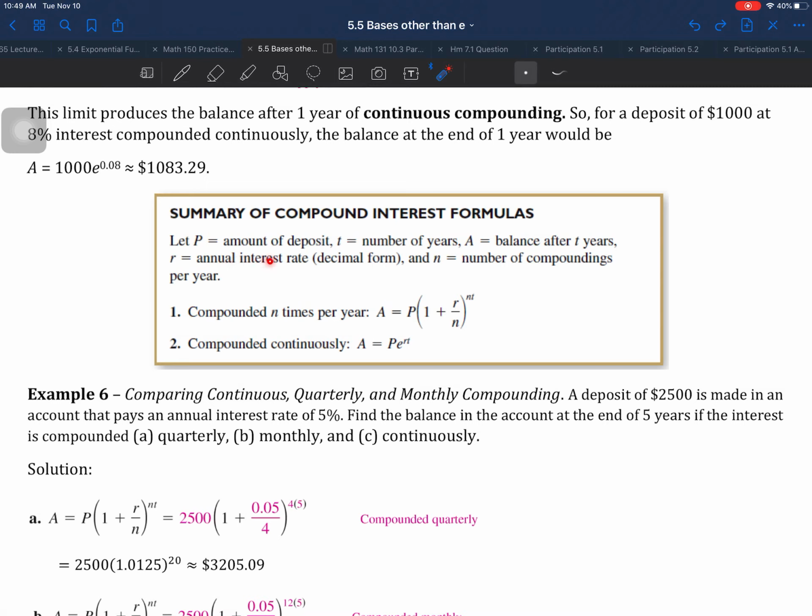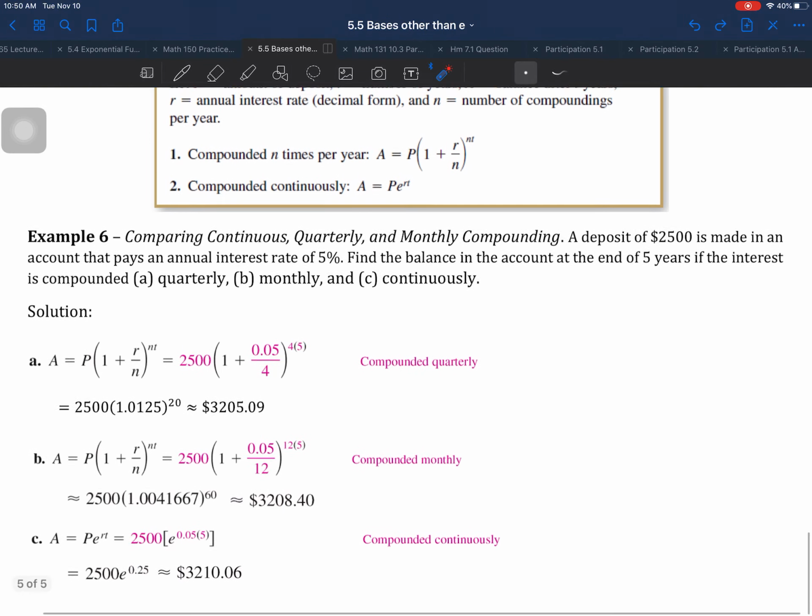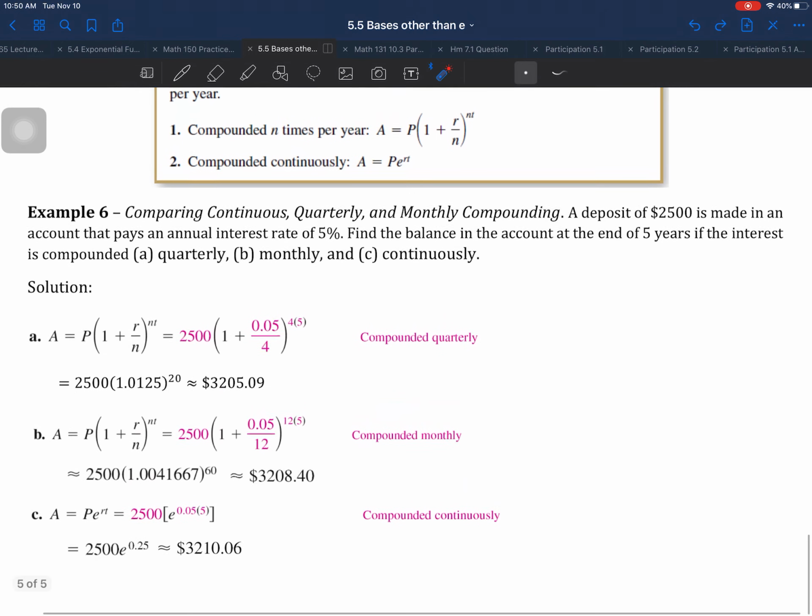If P is the initial amount deposited, T is the number of years, A is the balance after T years, R is the annual interest rate in decimal form, and n is the number of times compounded per year. Then compounded n times per year will give us this formula, and compounded continuously will give us this formula. And we're going to compare both of them in this example.